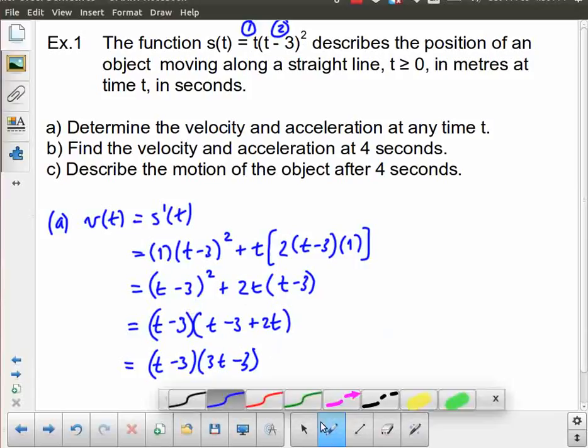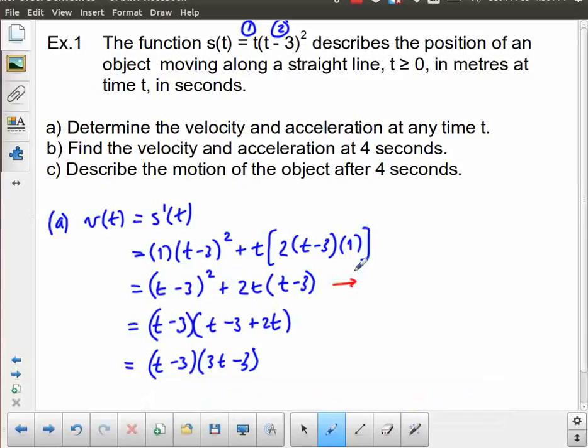Now, you could have easily made the decision at this point. You might have said, no, I don't want to do it that way. I want to expand this out. So that becomes t squared minus 6t plus 9 plus 2t squared minus 6t, and that's equal to, let's see, 3t squared minus 12t plus 9.